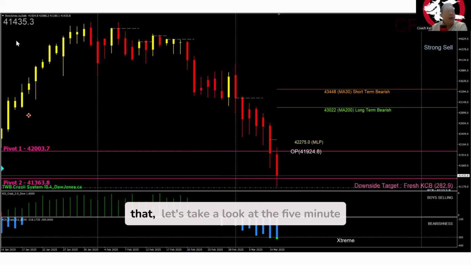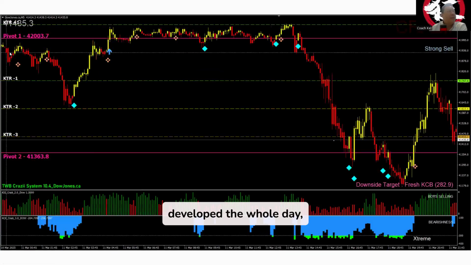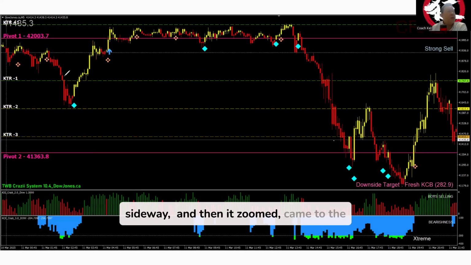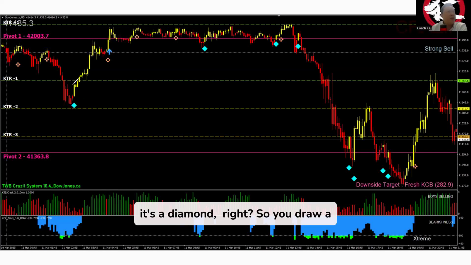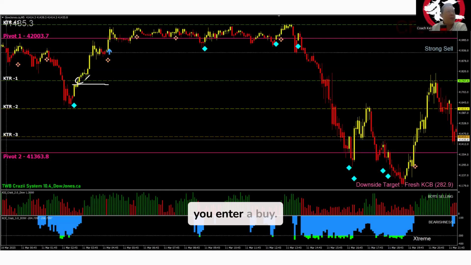All right, with that, let's take a look at the 5-minute chart and see how it developed the whole day. At the start of the day, it was sideways, and then it zoomed into KTR -1 already. That was very, very fast. Then it came to KTR -2, but missed by a fraction and recovered. And it's a diamond, so you draw a line at the diamond, and that was where you enter a buy.